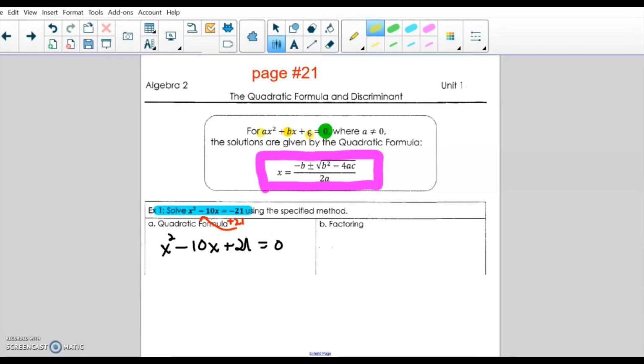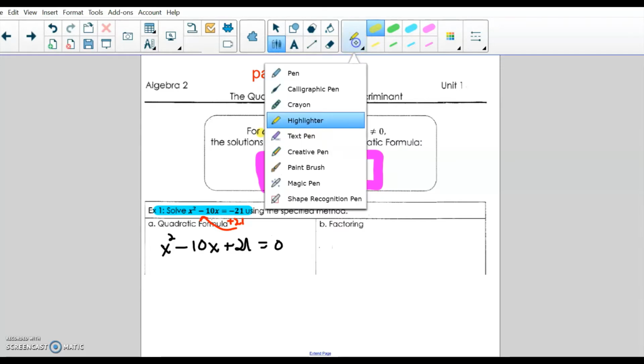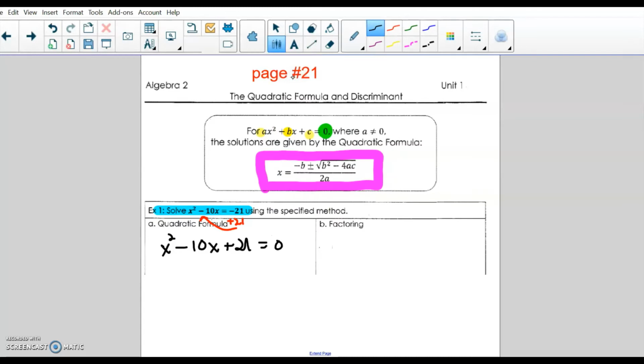So just to come down to the problem and write it down, we're going to have a is 1, b is negative 10, and c is 21. Now you probably are going to want a calculator with this, okay? Because some of our numbers are going to get big. We start squaring, adding, multiplying, and subtracting.